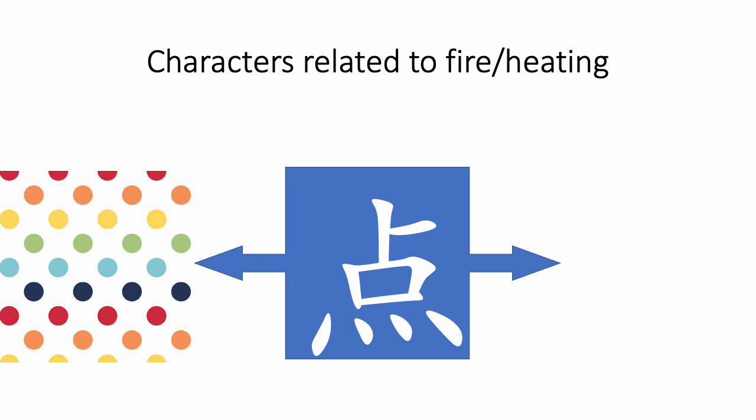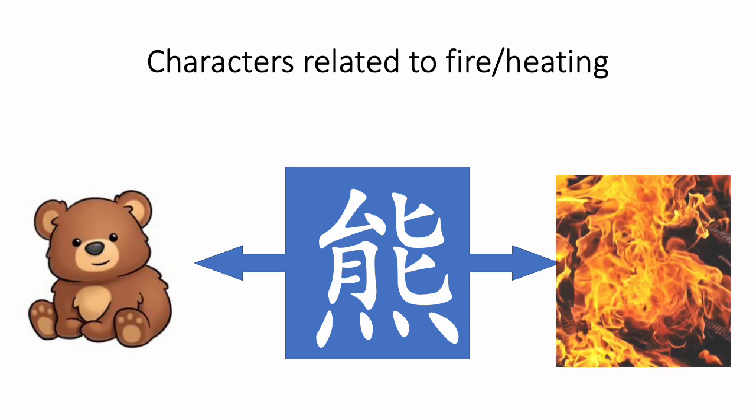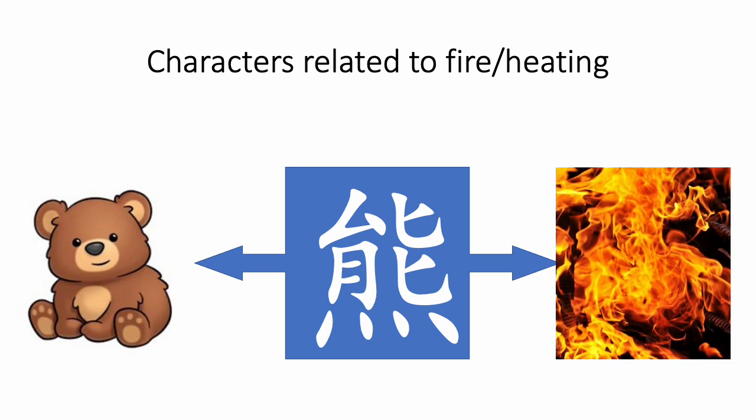Sometimes it is not easy to find the fire in the character meaning. That is because the character has more than one meaning, and only one of them is related to fire. 点 means dot, but as a verb, it also means to light on fire, such as 点蜡烛 to light on candle, 点烟 to light on cigarette. 熊 means bear, but it also describes the fire is big and fierce.